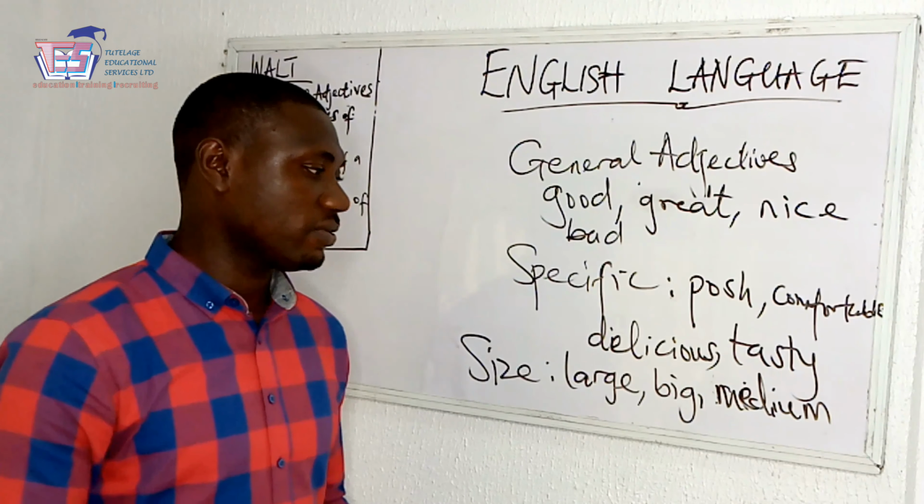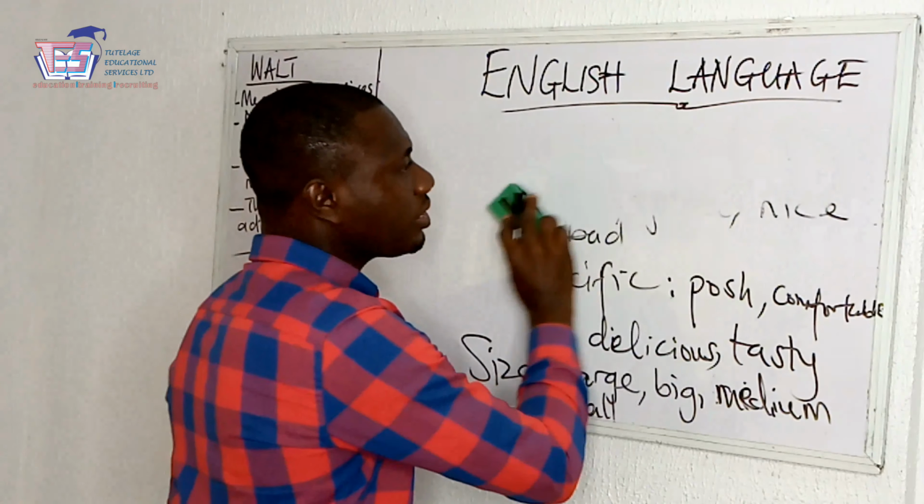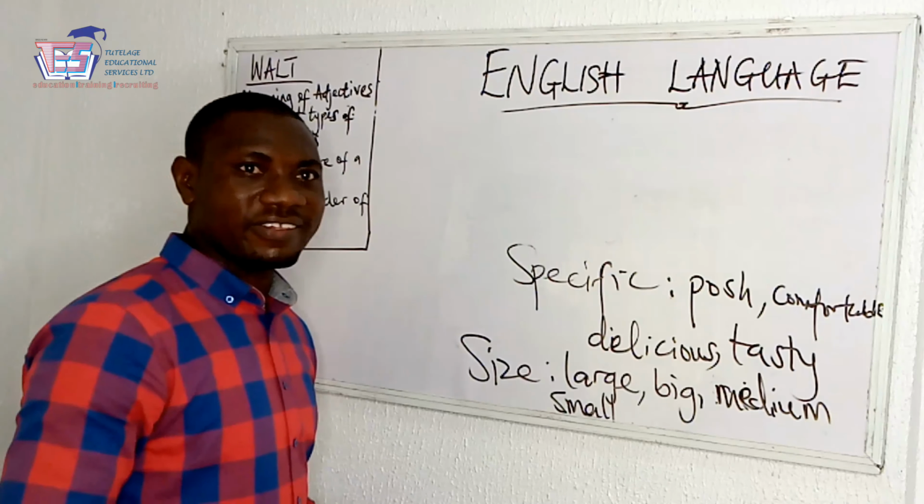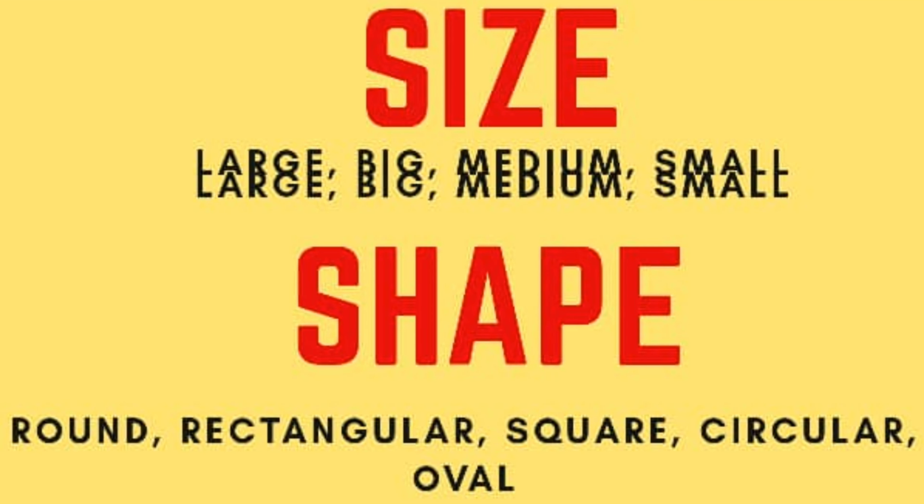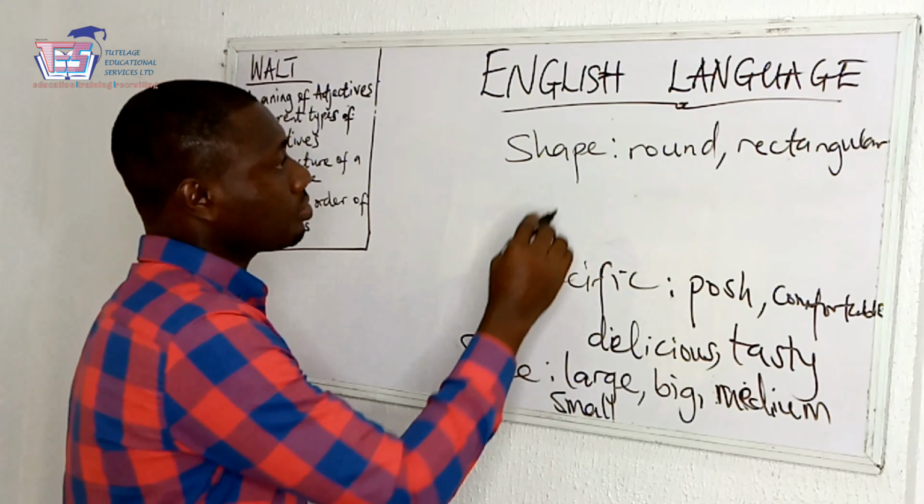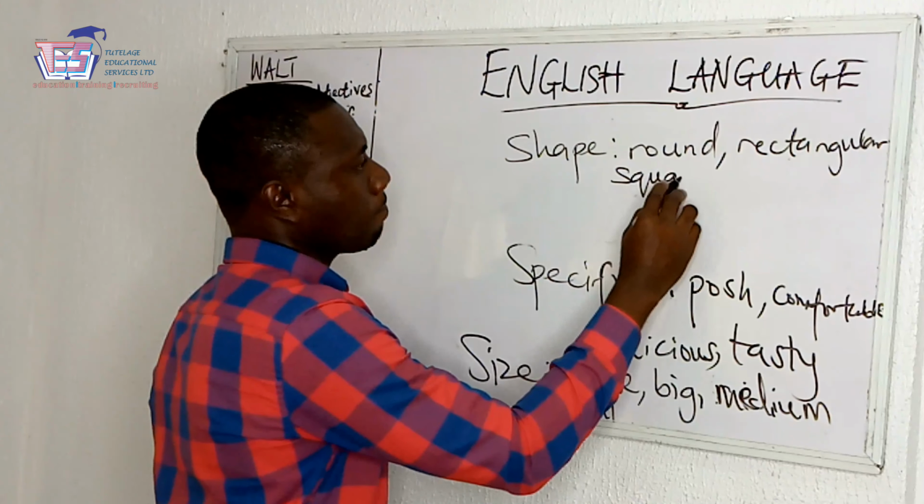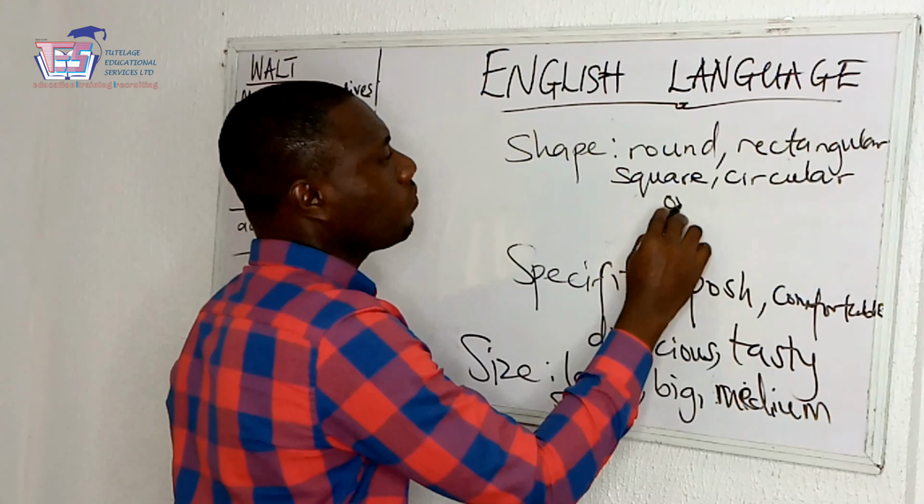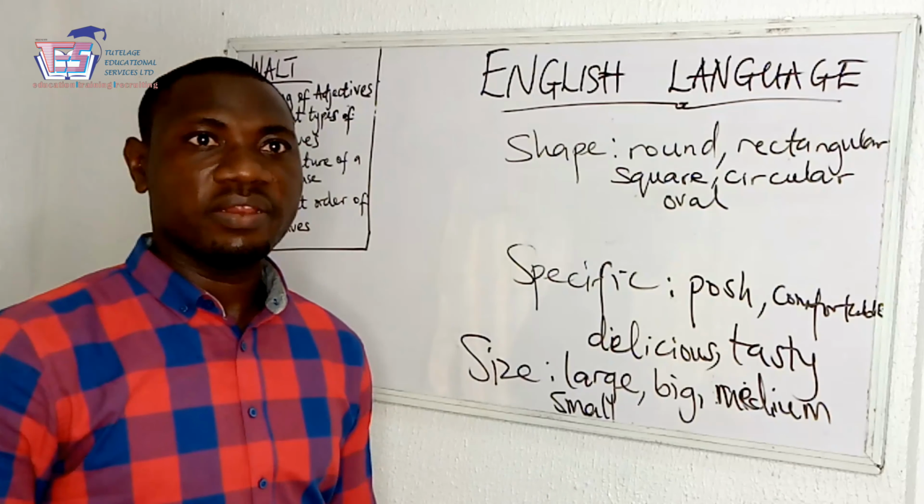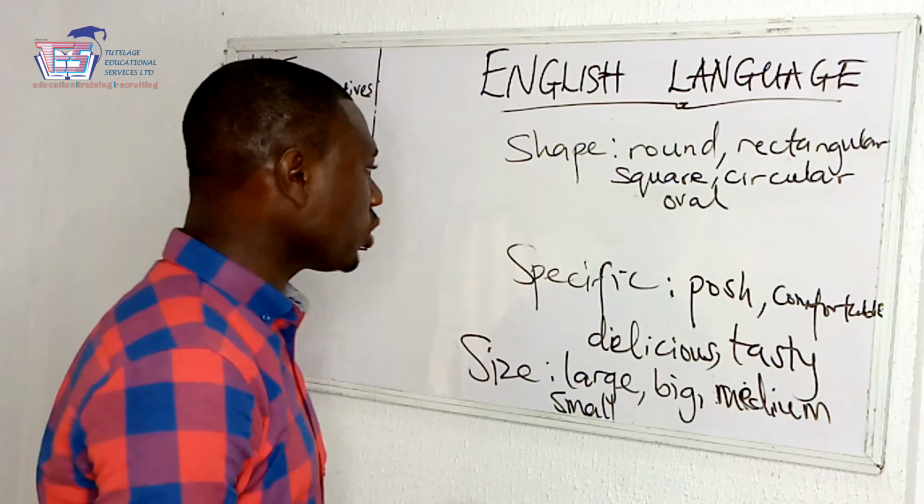Okay, and right now I move on to the next type of adjective, which is an adjective of shape. When we talk about shape, we are talking about the different shapes that objects can come in. We have round, we have rectangular, we have square, we have circular, we have oval, and so on. These are words that have to do with shapes.